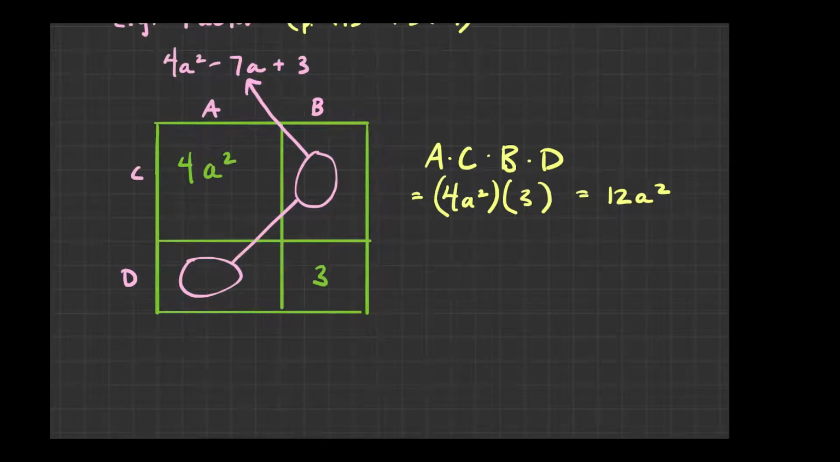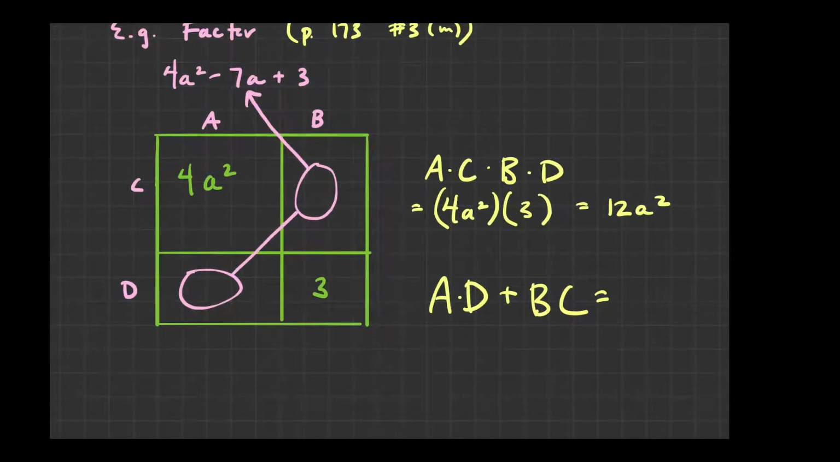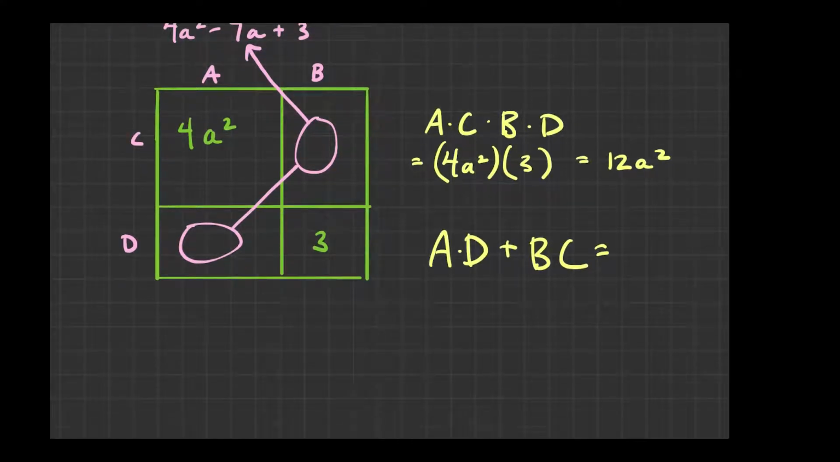So let's go ahead and see if we can come up with some kind of system to express what's going on here. So in other words, this rectangle, which I know has one side which is D and one side which is A, so A times D, plus B times C, which is this side, is going to be equal to, whatever that's equal to, negative 7a.